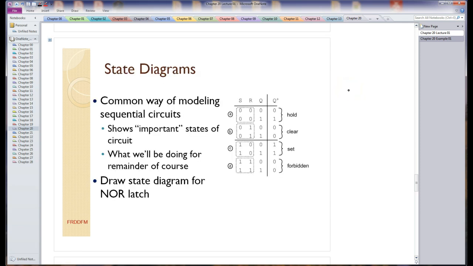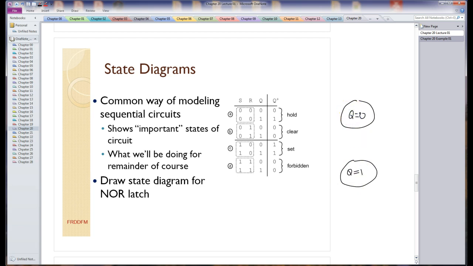State diagrams are a super important way to model sequential circuits. Essentially, as the name implies, it models the state. It shows the different states of the circuit. This is going to be a quick introduction, and we're not going to go too far with this. We'll hit it again later. And so this is for this state machine. What I want to do is draw the states.